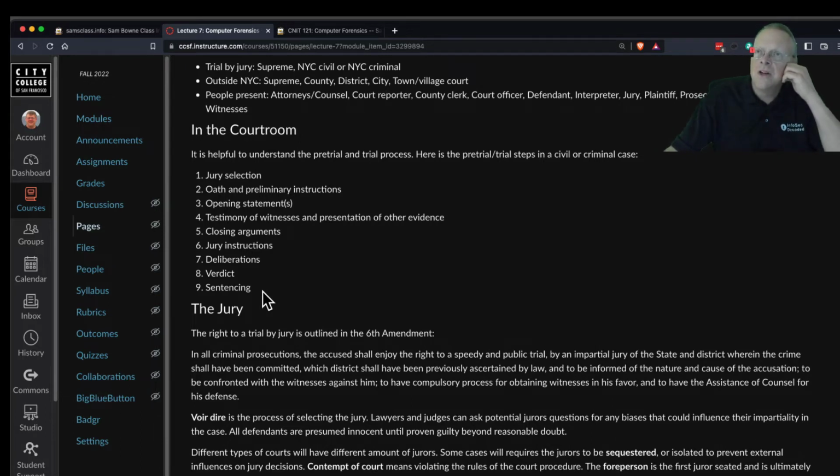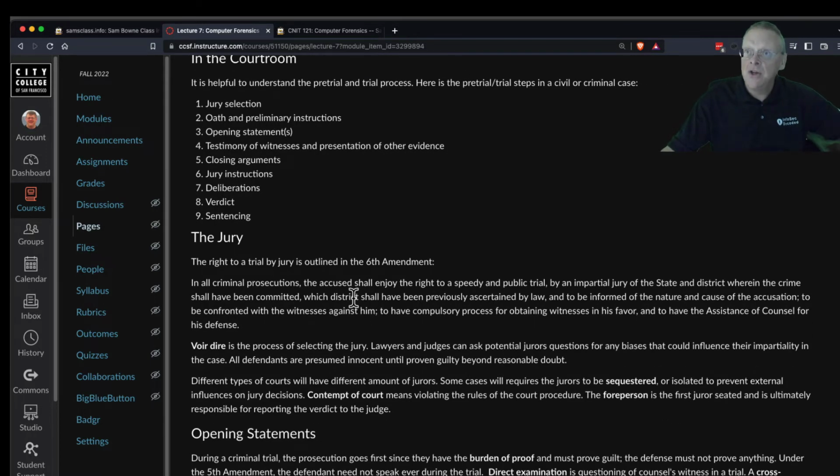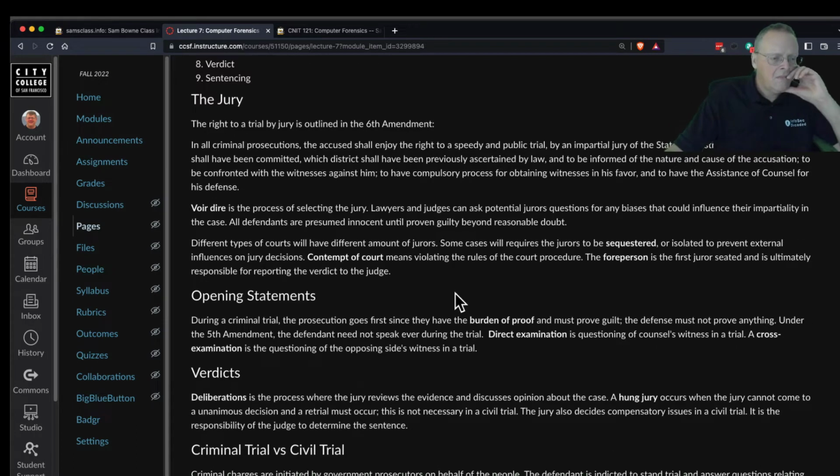And after the verdict comes out, if the verdict is guilty, then there's a phase of sentencing where the judge decides how much punishment there will be based on the recommendation from the jury. All right, so voir dire is the process of selecting a jury where they ask the jury questions to see if they appear to be biased.